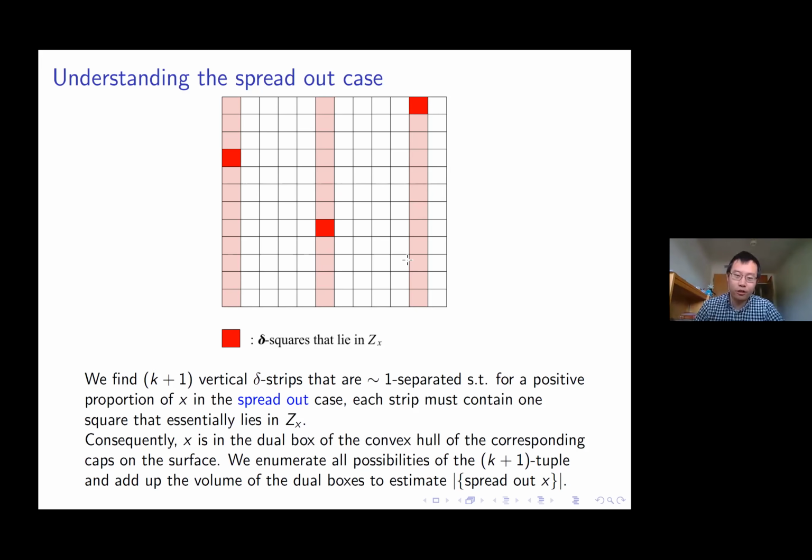And what we do is just we enumerate all the possibilities of the k+1 tuple. So the 3 tuple just has delta cubed many possibilities in the degree 2 case. And you know that a positive proportion of the Spreadout x has to be in one of the situations. In each situation, x is in some box. So a positive proportion of the Spreadout x is contained in the union of all the boxes. And then I can simply compute the sum of the volumes of all the boxes. And if that gives you the right exponent, then we're done.